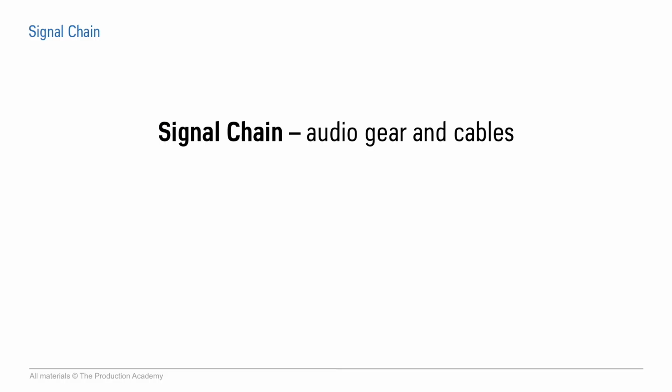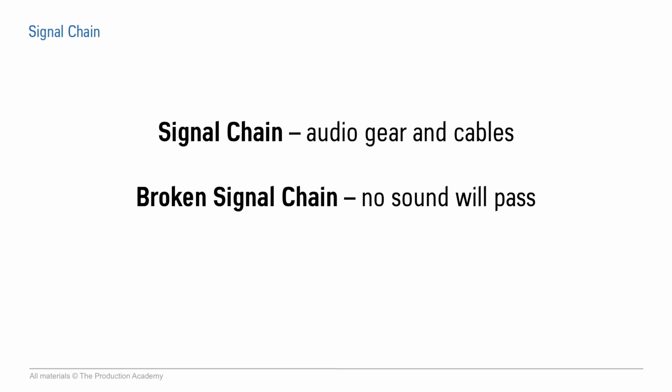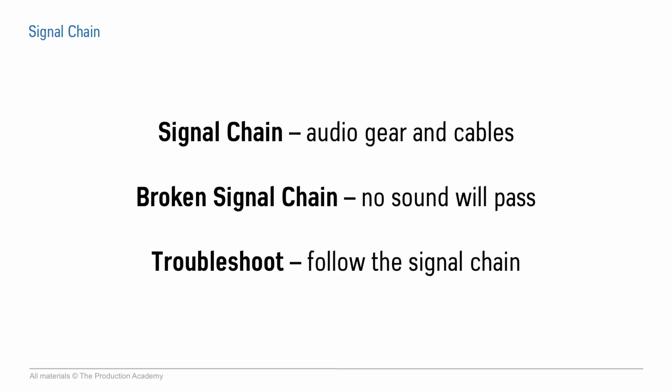In this video, we discussed the signal chain. This is how all audio signals flow from one place to the next, like from a microphone all the way to the main speakers. First, we'll see how a signal chain is made up of audio gear and cables. Then, I'll talk about how a broken signal chain means no sound will pass. And we'll discuss the best way to troubleshoot, which is to follow the signal chain.